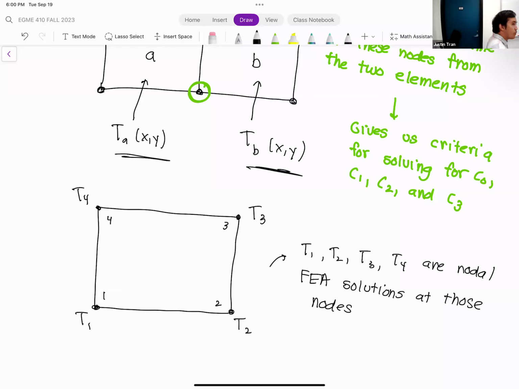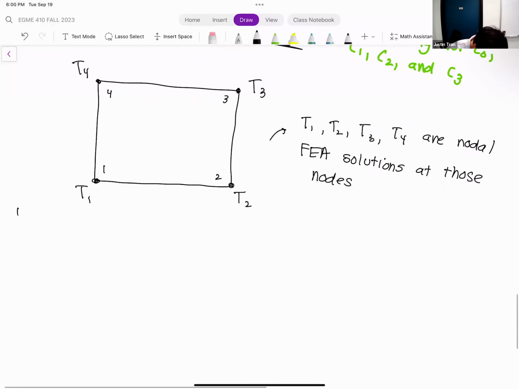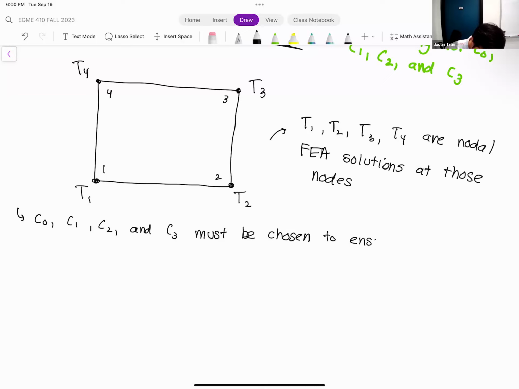And so those nodal solutions are valid throughout the entire mesh, okay? And so we have to basically choose our shape function to ensure that it matches those solutions. And so this gives us a way to form a system of equations to solve for C0, C1, C2, C3. Okay. And so for node one, we'll assume that the physical location for node one is x1, y1.